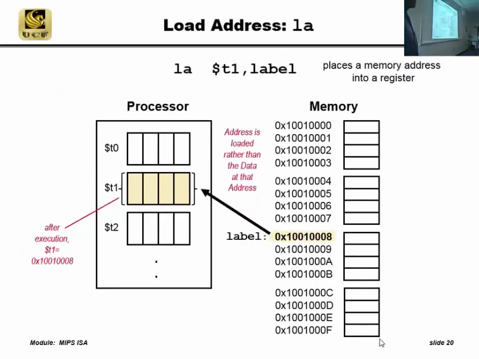Okay, so what's another type of load? Sometimes we want to load a constant, other times we want to load an address. And you're going to say, okay, well, why? We're going to give you an example on the next slide. Well, we want to load an address. There's another instruction called LA.